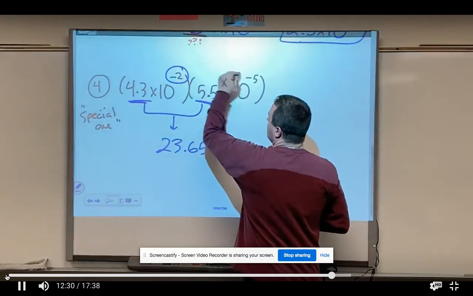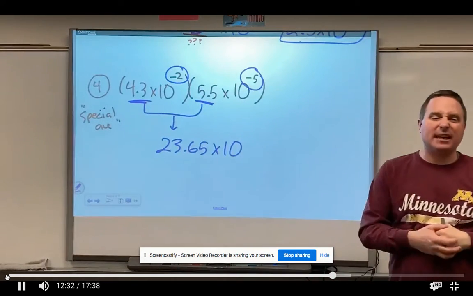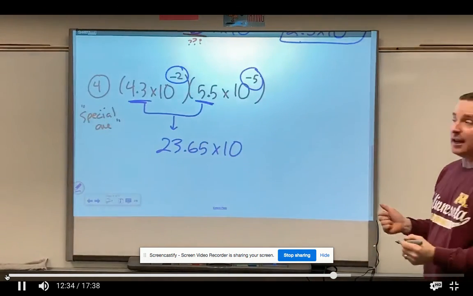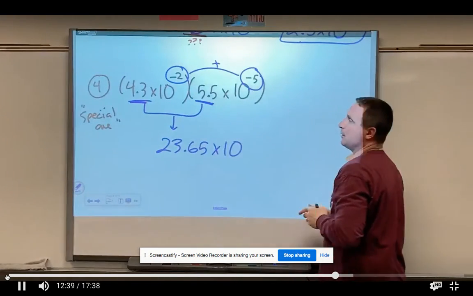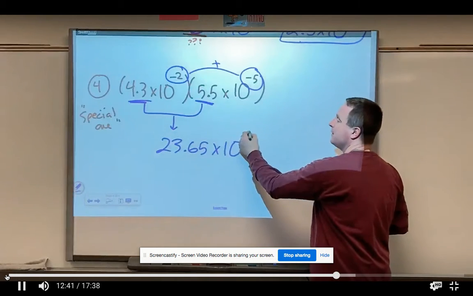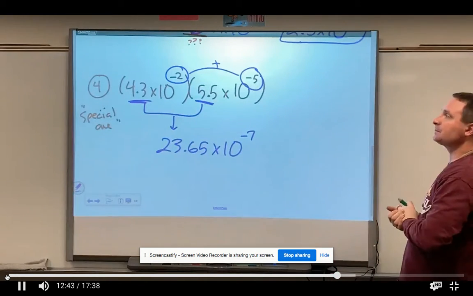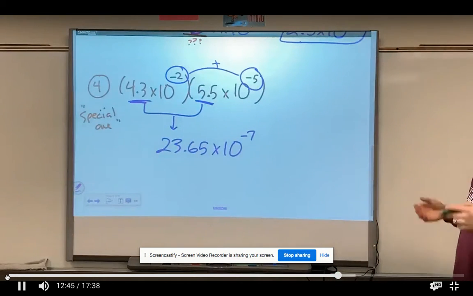And again, I have a couple negative exponents. Is that okay to have negative exponents? Sure can. But like I said before, we're always going to add the two exponents. And negative 2 plus negative 5 is negative 7. Okay? Now, so far so good.